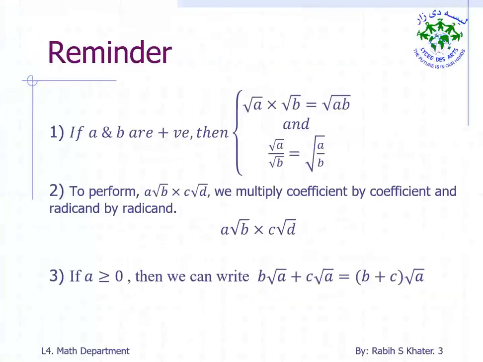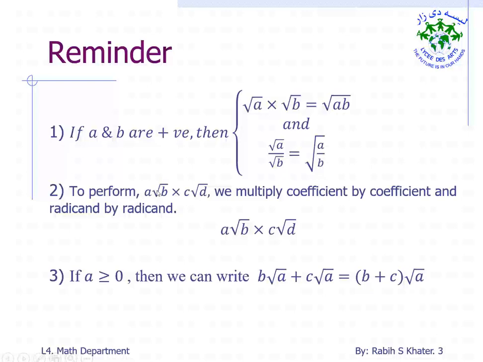Now we can always write the product of two radicals, radical A times radical B, in the form radical AB. And the ratio of radical A to radical B can always be written in the form radical A over B, where A is a positive real number and B is a strictly positive real number, that is to say B is not 0.